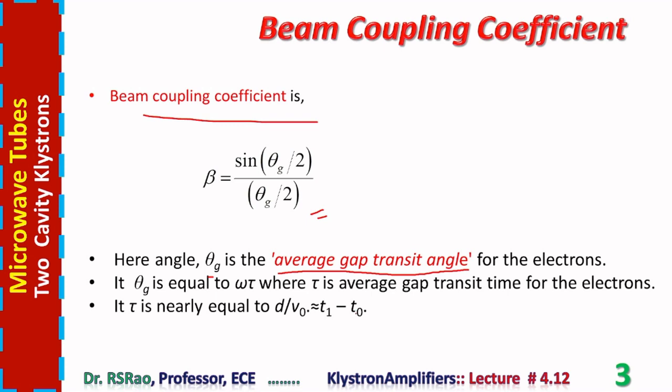Both are related. That relation is explained here. Theta g is equal to omega tau, where tau is the average gap transit time for electrons. Tau is nearly equal to d by v naught. d is the grid gap, v naught is the velocity to which the electrons are accelerated by the accelerating voltage, or the velocity with which electrons enter the grid gap. It is nearly equal to T1 minus T0. So tau multiplied by omega. Omega is the angular frequency of the input signal.